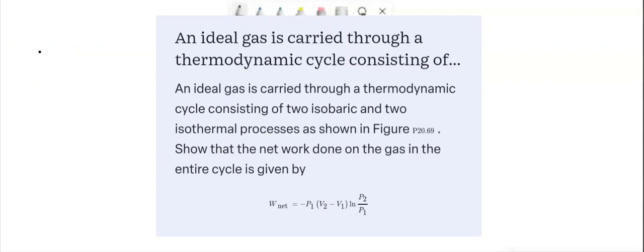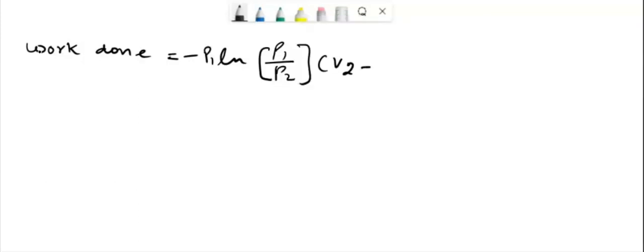In this question, we have to prove the work done for a cycle which consists of two isothermal and two isobaric processes is minus P1 ln P1 upon P2 times V2 minus V1, where V1 and V2 are the volumes and P1 and P2 are the pressures.